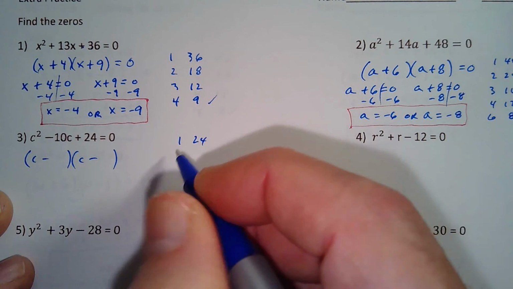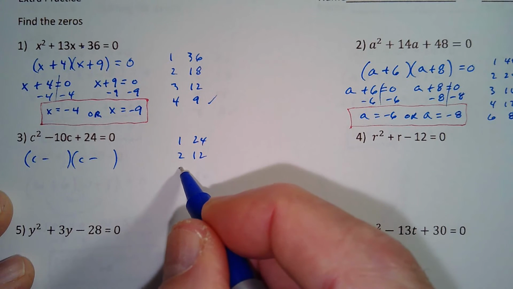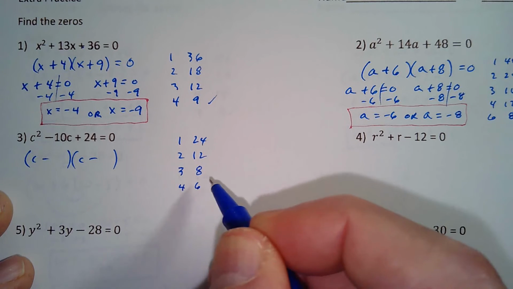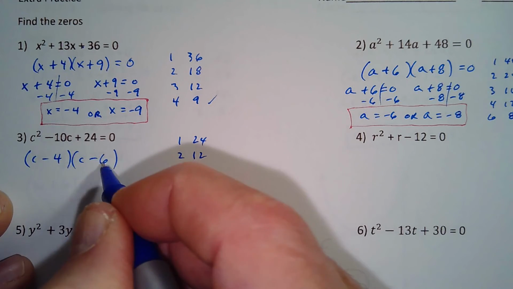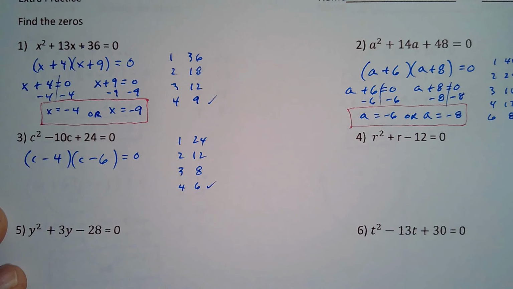1 and 24, no. 2 and 12, no. 3 and 8, no. 4 and 6, there we have it. So 4 and 6, in whichever order, it still equals 0. It's easy to forget that piece.